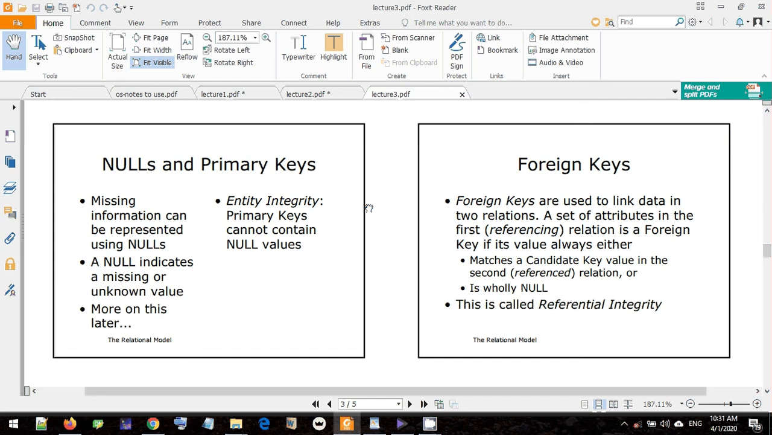Foreign key. Foreign keys are used to link data in relations. A set of attributes in the first, that's the referencing relation, is a foreign key if its value is always in the referenced relation. Now, what does it mean?